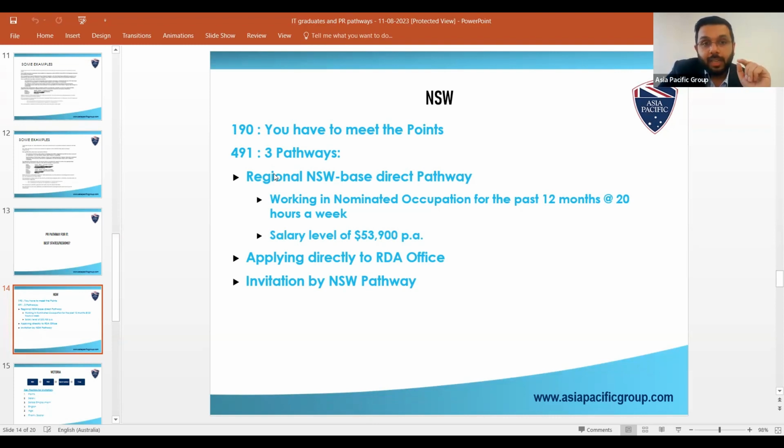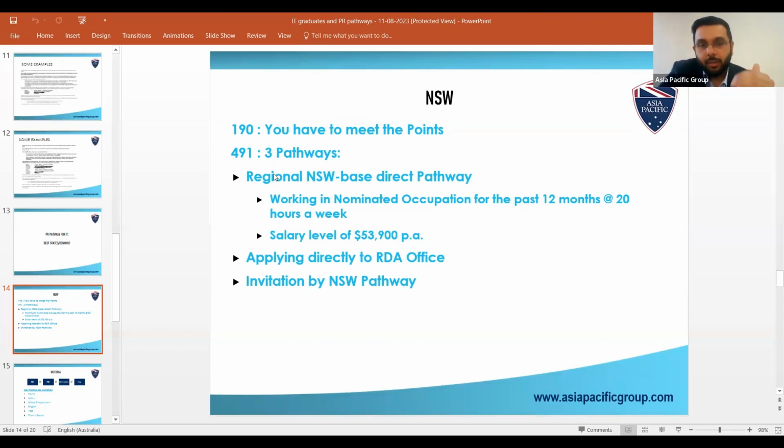The last part is invitation by the NSW pathway. Now, this is purely points. So basically, if you have the right points, you can get invited. The invitation was pretty much on a month-to-month basis, and they were inviting a lot of people. But what I noticed was that in the last few months, they pretty much removed most of the IT occupations from NSW 491. That was kind of disappointing to see. But they were trying to favor engineers, because for a long time, engineers were not getting invited. So I think they were trying to balance the two.